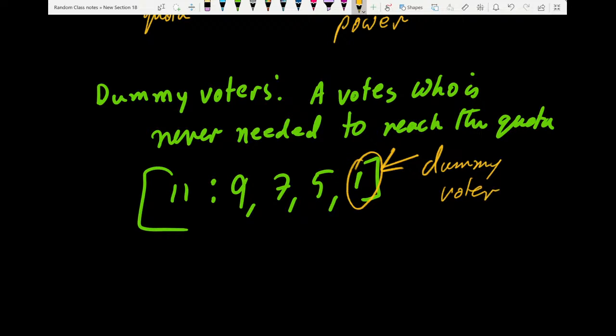You don't need this to reach the quota. You could use 9 and 7, or 7 and 5, or 9 and 5, but you don't need the 1 to get to the majority. So in Israeli elections, you will always hear that a small party becomes a kingmaker. A smaller party with a certain amount of seats will give the majority, and that's how they become the kingmaker. So that's a dummy voter.